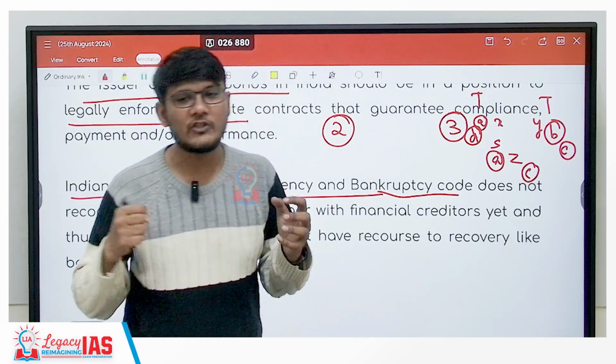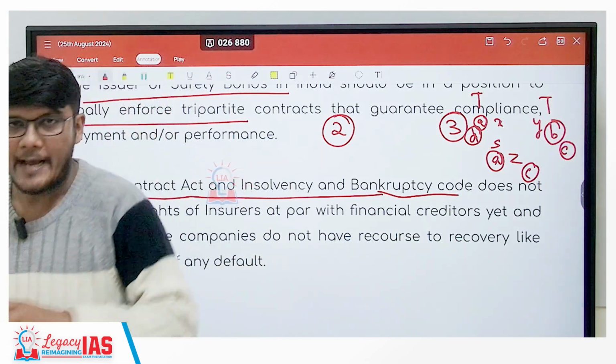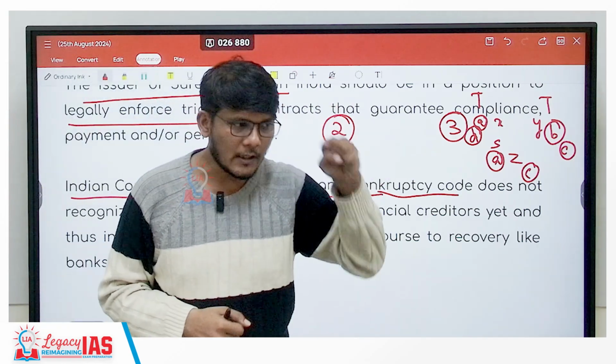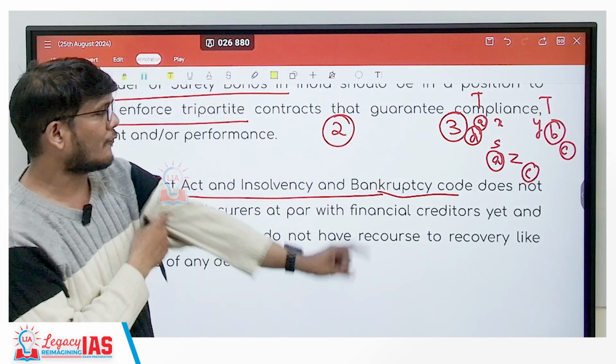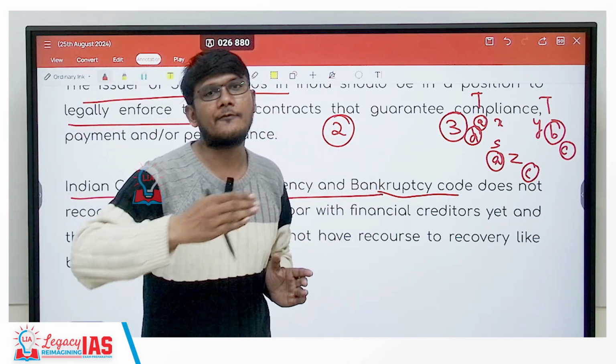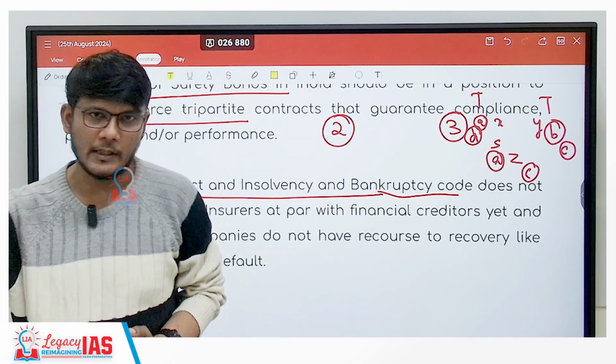So these are the challenges which are there, and IRDAI has formed a committee specifically for the reason of addressing the challenges and to drive the growth of surety bonds in the coming years.